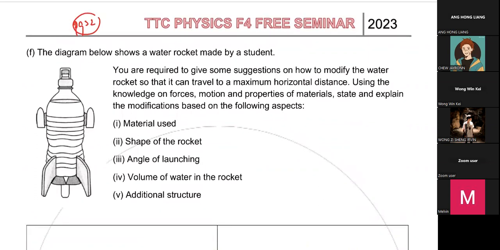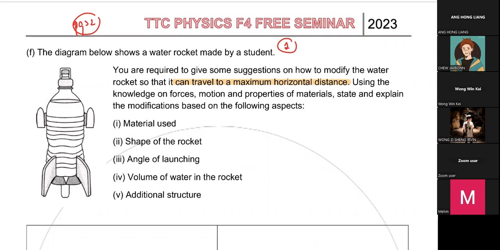So we want to do here whereby it can travel a maximum horizontal distance. Our aim here is to travel maximum horizontal distance. So using the knowledge of forces and motion properties, I explain the modification based on the following aspects. So I'm trying to do a water rocket. And by the way, this water rocket is one of the, why I write one here? Because I think this one has a very high chance to come out in your exam question. What exam? The July, August exam. I repeat, the July, August essay question. You want stand by, I tell you.